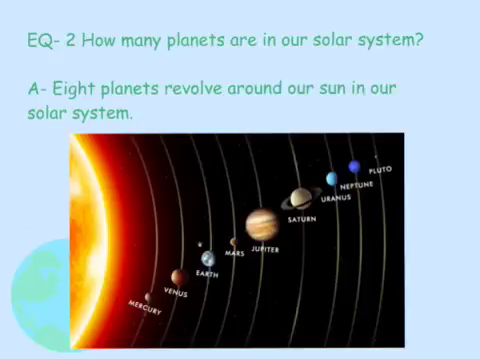Essential question number 2, how many planets are in our solar system? As of now, 8 planets revolve around our sun and our solar system. If you look at our picture here, you can see right way out here Pluto. Pluto was considered a planet from 1930 to 2005 when it was designated as a dwarf planet. It's the outermost planet from the sun, or dwarf planet now.